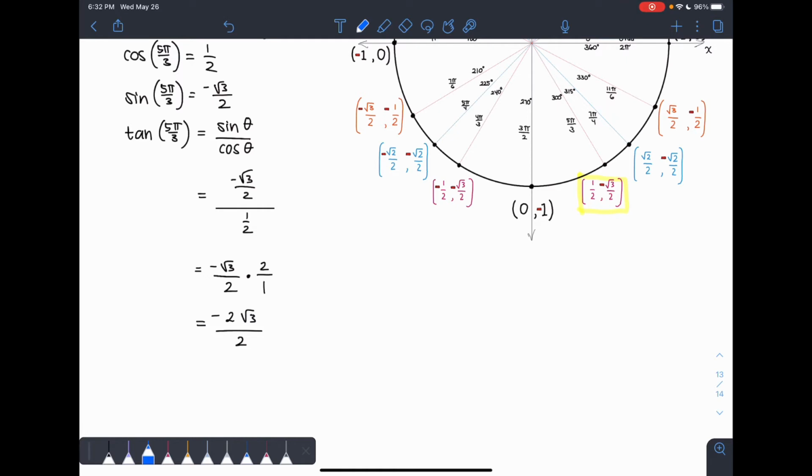Now look at this. 2 over 2, that can simplify. They basically cancel each other out. Boom, it turns into a 1. So our final answer is tangent of 5 pi over 3 is equal to negative square root of 3.